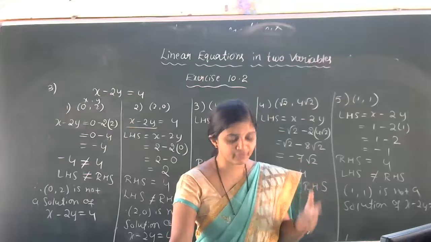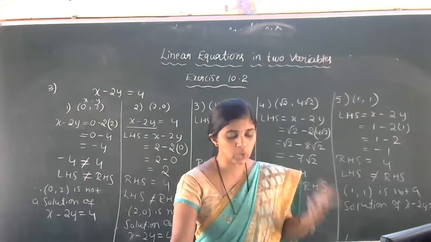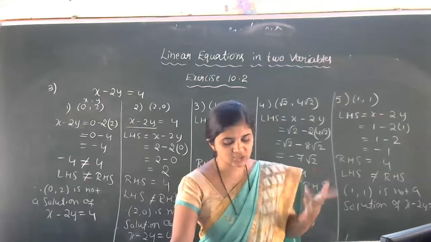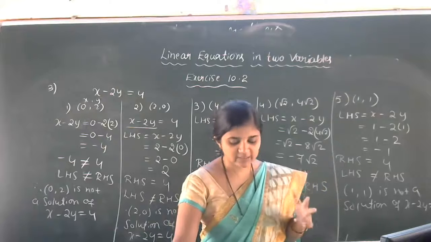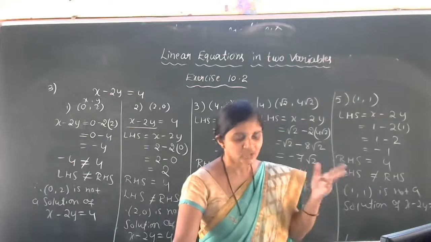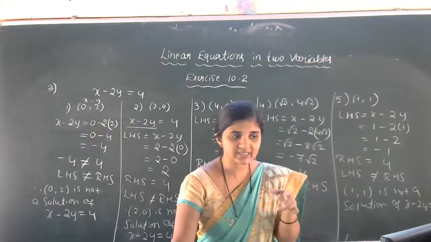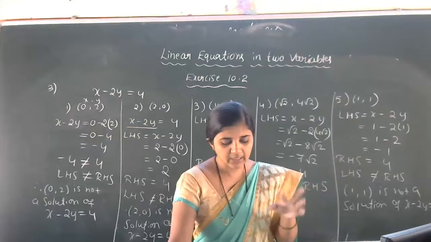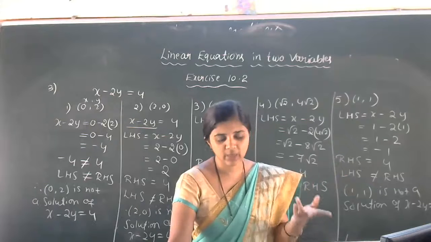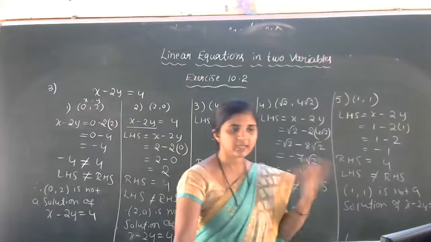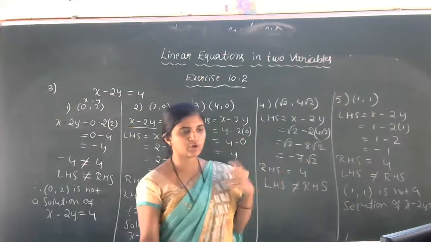The last problem was discussed already. Find the value of k if x is equal to 2, y is equal to 1 is a solution of the equation 2x plus 3y is equal to k. So x is equal to 2, 2x is 2 into 2, plus 3 into 1. So k is equal to 7. That day only we discussed this, so no answer is needed for the fourth question.